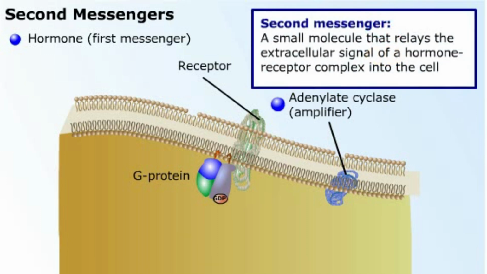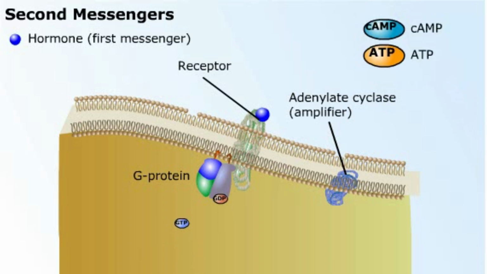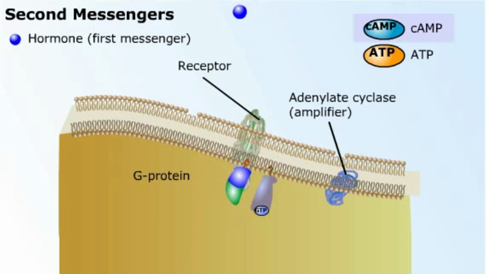A second messenger is a small molecule that relays the extracellular first message of the hormone into the cell. Proteins in the cell are then activated or deactivated by these second messengers. Because second messengers usually affect the function of proteins that already exist in the cell, responses are fast. Many different second messenger chemicals have been identified. The most common are calcium ions and cyclic AMP, or cAMP.